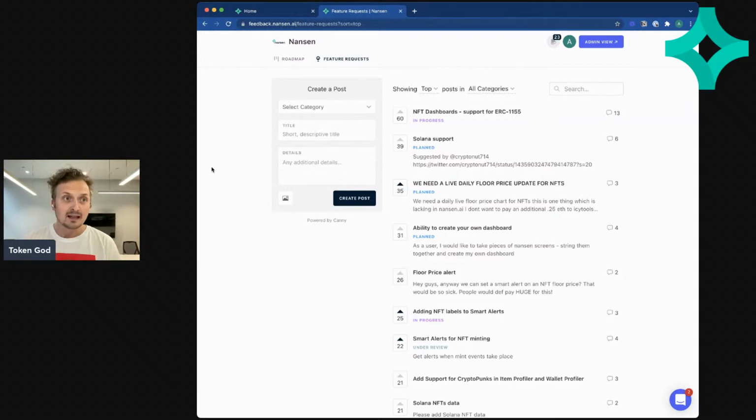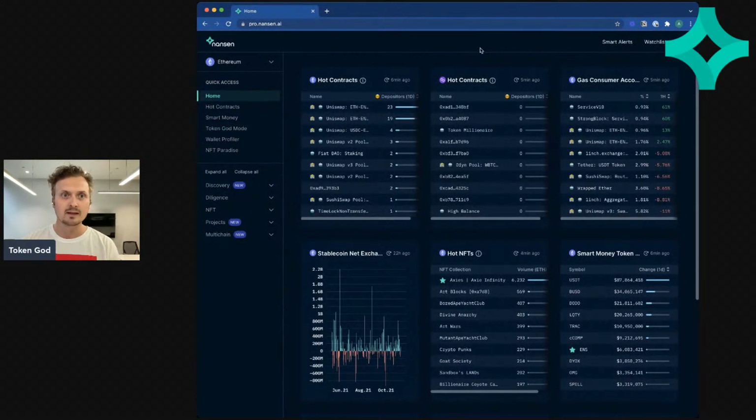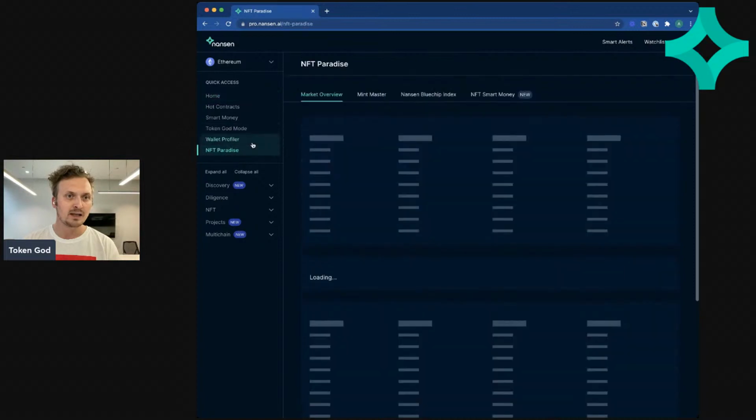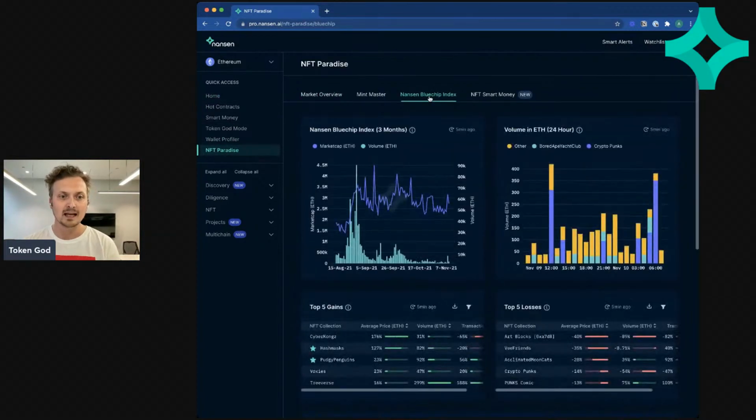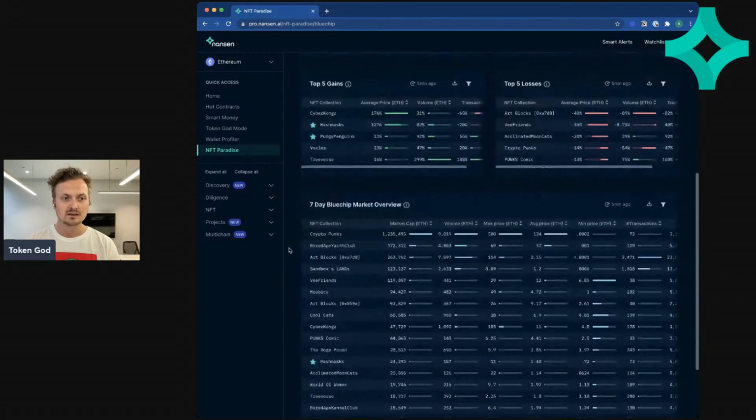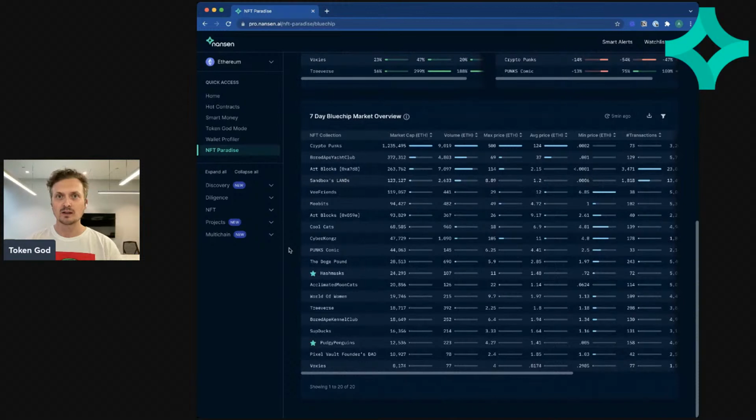Cool. Then I think another thing I wanted to bring up here in terms of new stuff that we have is there's been an update to the Nansen Bluechip index. So what is this index? The Nansen Bluechip index is effectively the top 20 NFT collections on Ethereum based on certain metrics.